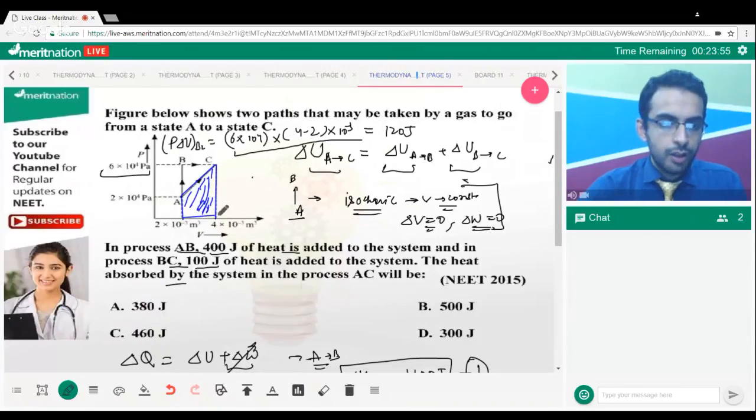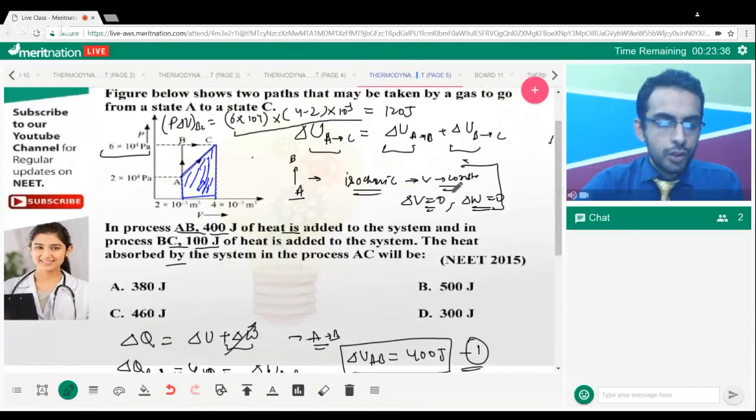So for process AC, what is the work done? Simply find the area of this trapezium. The area of a trapezium is half into sum of parallel sides into altitude. So what are the parallel sides? One parallel side is 2 into 10 raised to power 4, and one is 6 into 10 raised to power 4 pascals.